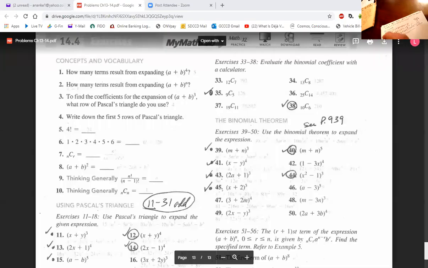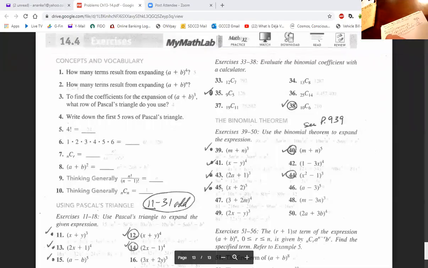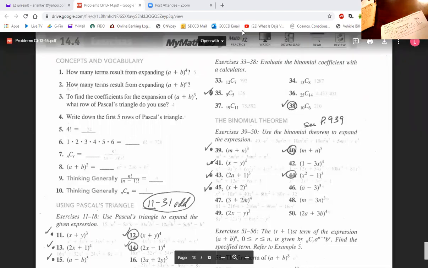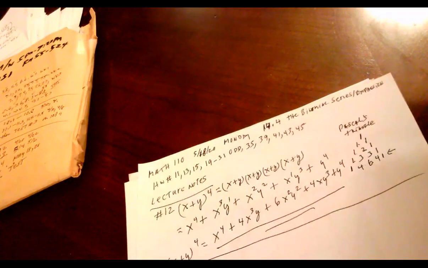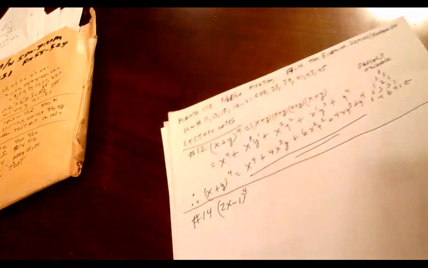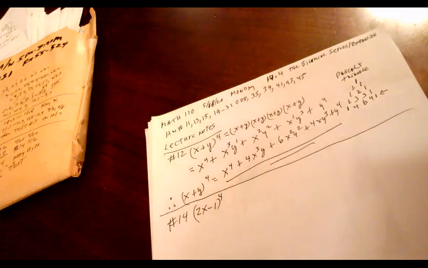Okay. We are up to number 14, which I will do as 2x minus 1 to the fourth power. So let's get back. Stop share. Okay, so now we're back to the story, and I got from your sheets number 14.